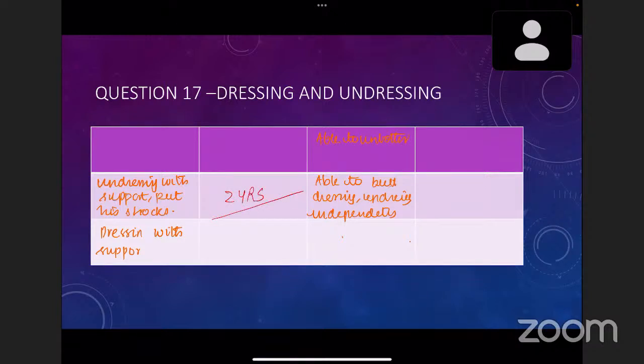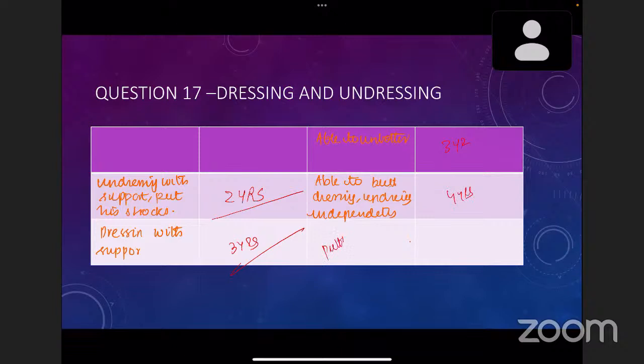Dressing with support, able to unbutton. Also see, unbuttoning is the first skill he will develop rather than buttoning, because as I said, the easy task is the one that the child will develop first. So dressing with support, able to unbutton, at the age of 3 years, right? Able to button, dressing, undressing independently at the age of 4 years.